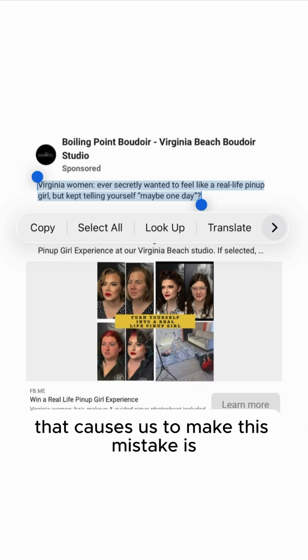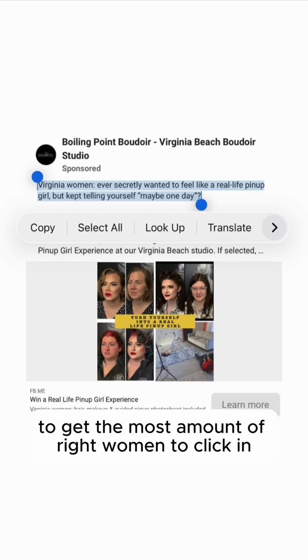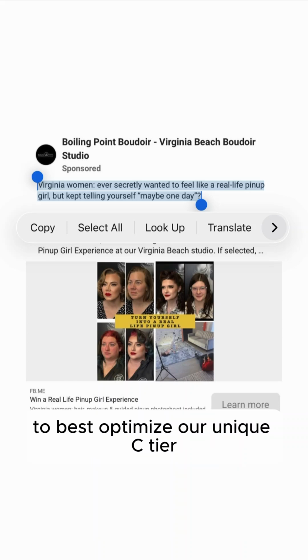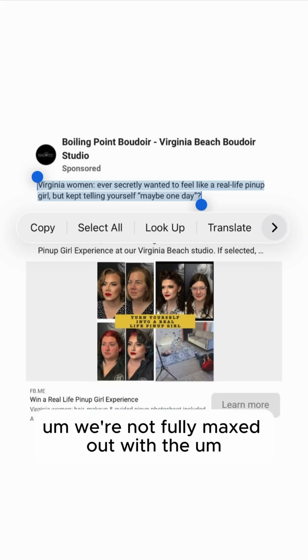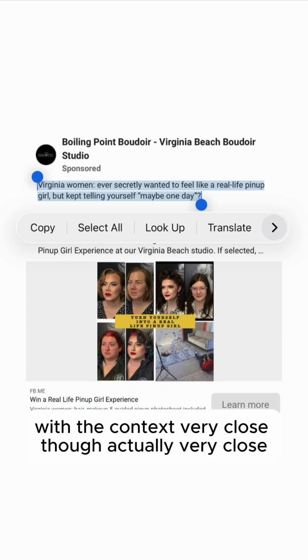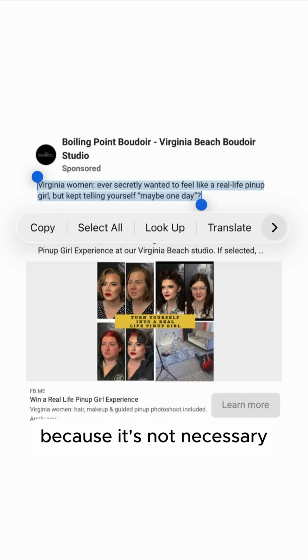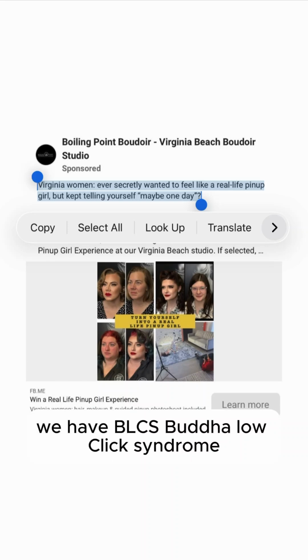So the false belief that causes us to make this mistake is that we've optimized the most amount of context to get the most right women to click in and the most wrong women to scroll on by, to best optimize our unique CTR at a point above 6%. We're not fully maxed out with the context. Very close though, actually very close. So the consequence of this is way more women are going to be scrolling by our Boudoir Facebook ads than necessary, pulling our unique CTR under 6%, and increasing the probability we have BLCS, Boudoir low click syndrome.